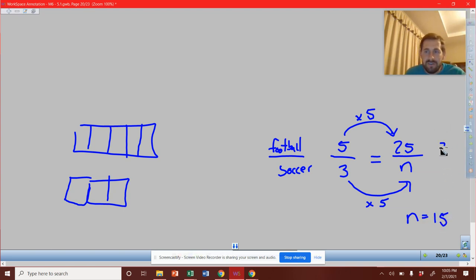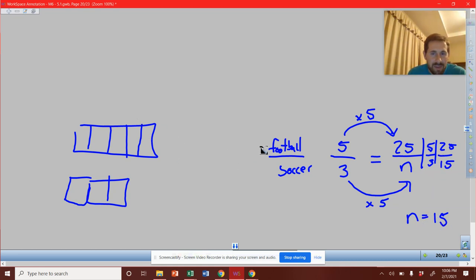So the ratio is 25 to 15, and that maintains the 5-3 ratio. And we know this because I can reduce 25 to 15 into a 5-3 ratio, asking how many 5s go into 25, 5, and how many 5s go into 15, 3. So it's a 5-3 ratio. We need 15 soccer balls.